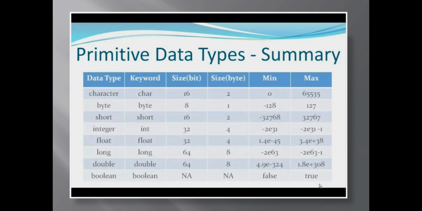Byte is 8-bit, 1 byte. Short is 16-bit, 2 bytes. Integer, with the keyword int, is 32-bit, 4 bytes. Float is 32-bit, 4 bytes. Long is 64 bits, 8 bytes. Double is 64 bits, 8 bytes. And last, Boolean, NA. You can consider it as 1 bit that stores a value of 0 or 1 as true or false.